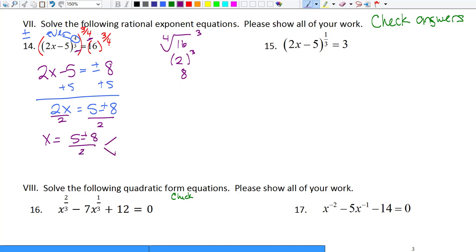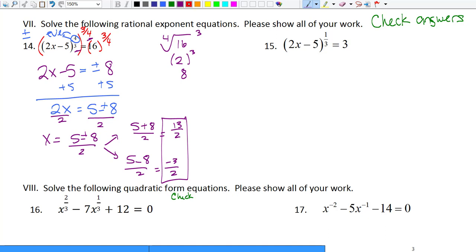At this point, I'm going to break it up and actually figure out what the two answers are. 5 plus 8 over 2 and 5 minus 8 over 2, which gets me 13 over 2 and negative 3 over 2. So those are my two answers. I really should technically say potential answers because I have to check both of them, right?